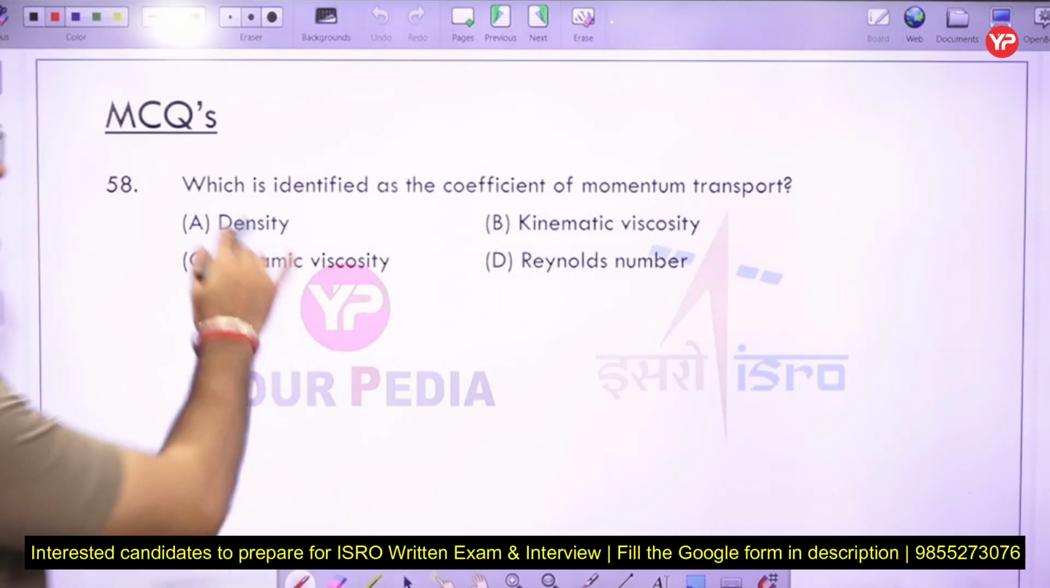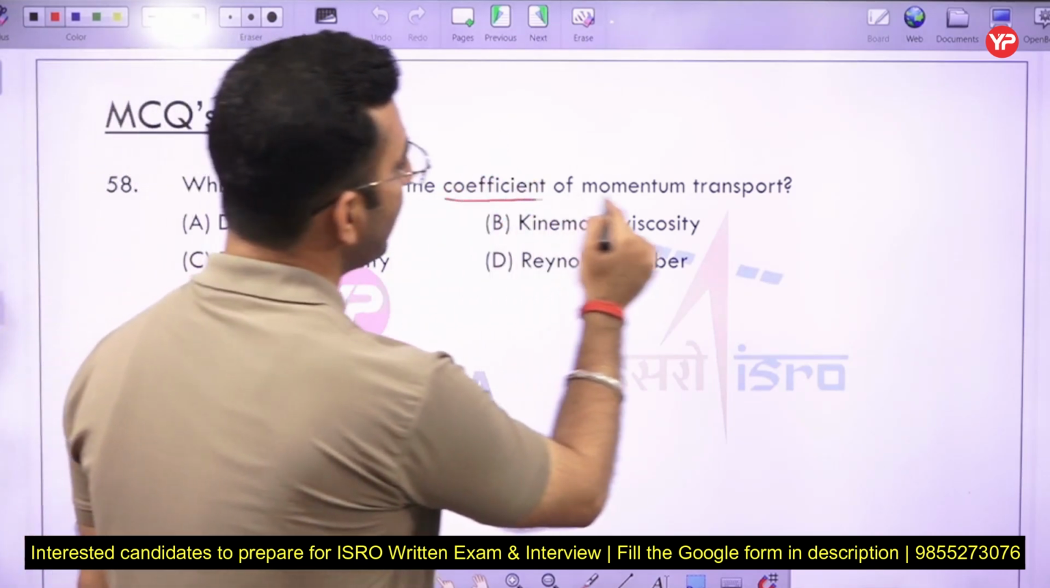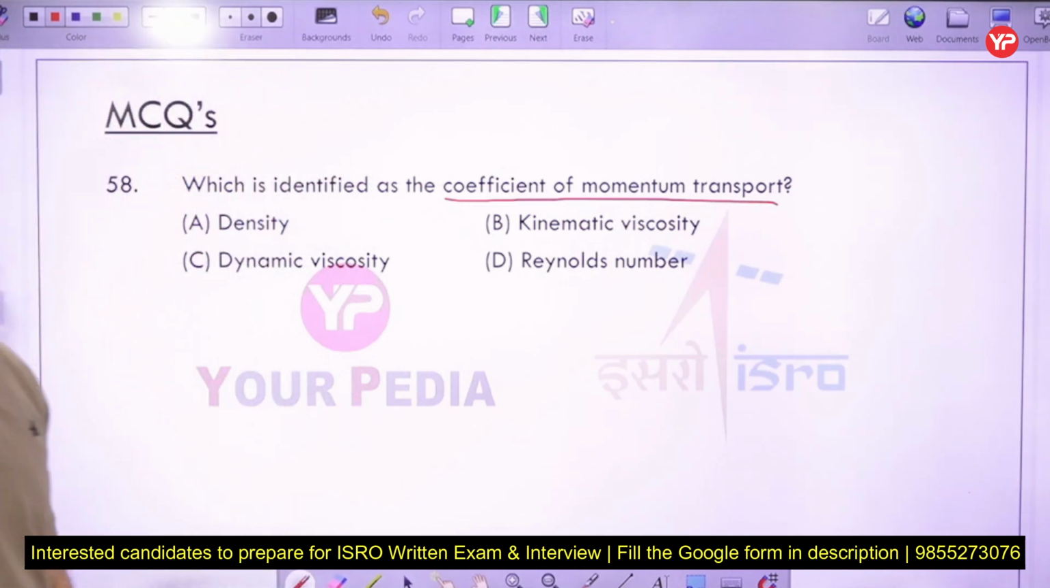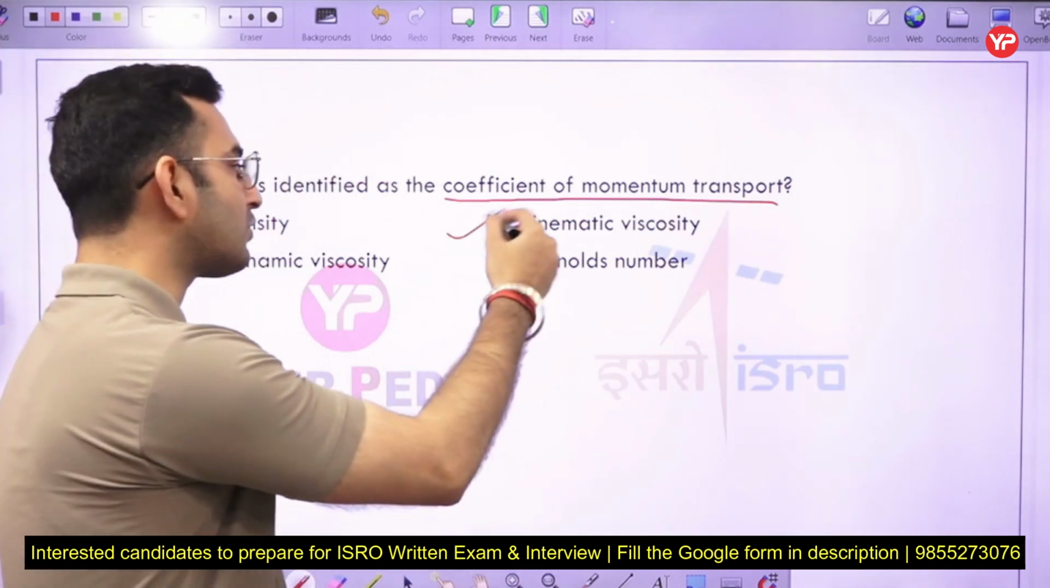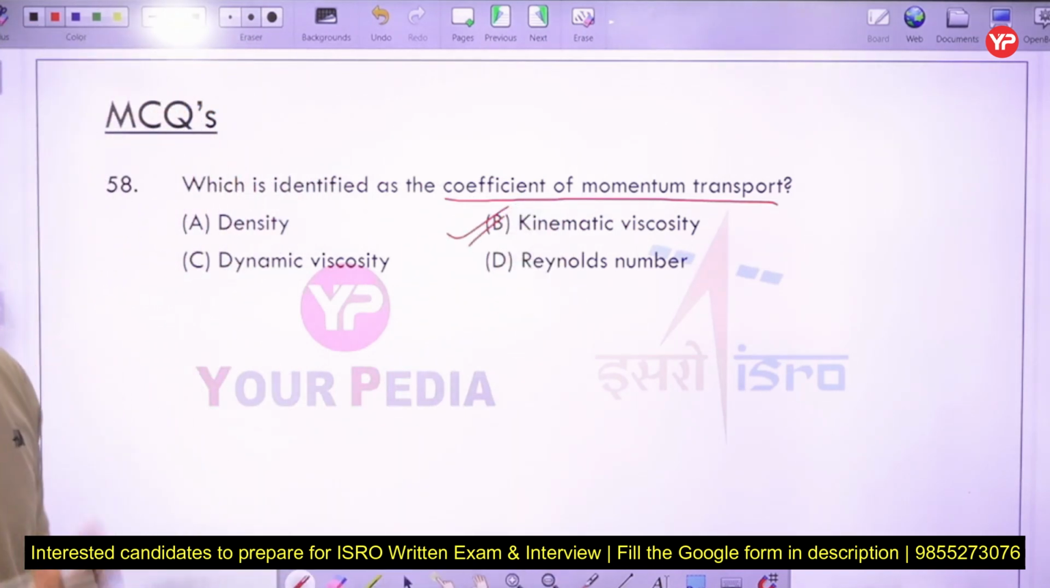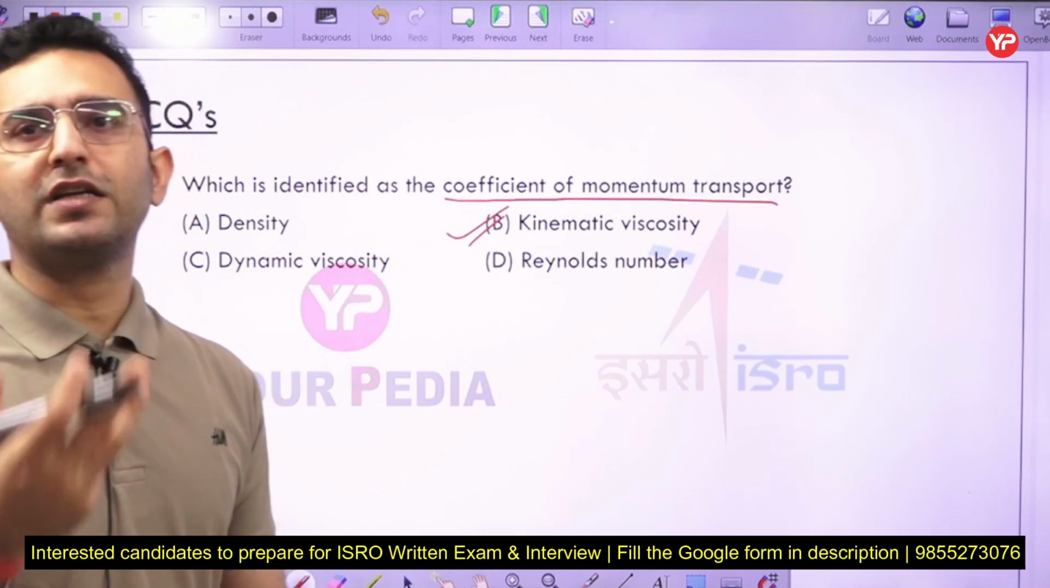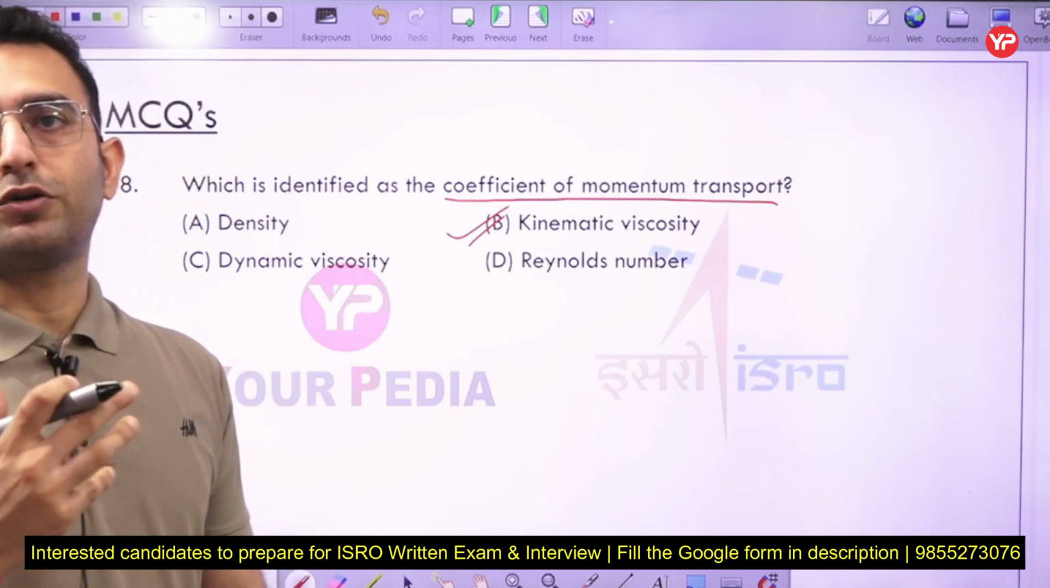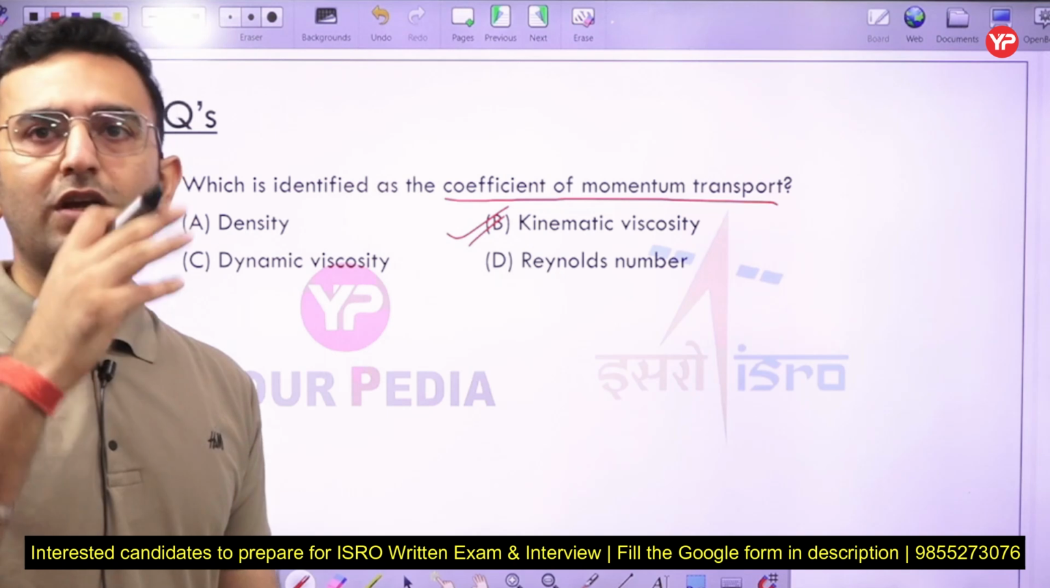Next, which is identified as the coefficient of momentum transport? That's a very simple question actually. The kinematic viscosity is a parameter which tells you about the momentum diffusion rate across the fluid layer, whereas the thermal diffusivity is a parameter which tells you about the thermal diffusion rate passing through the fluid layers here.